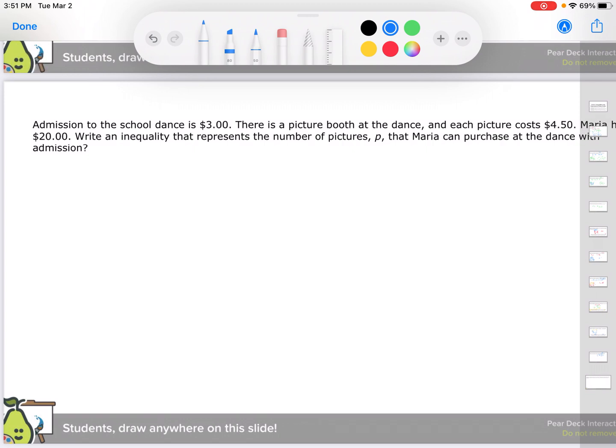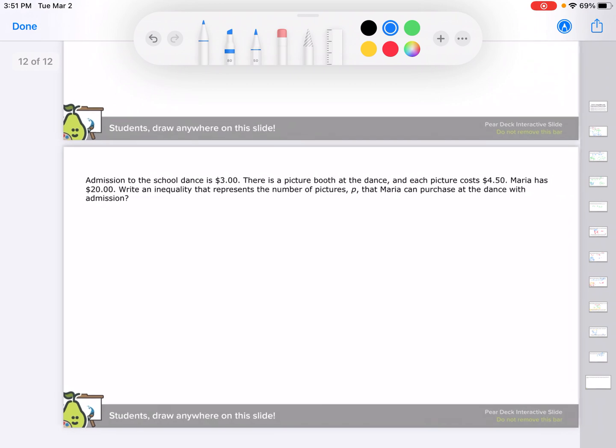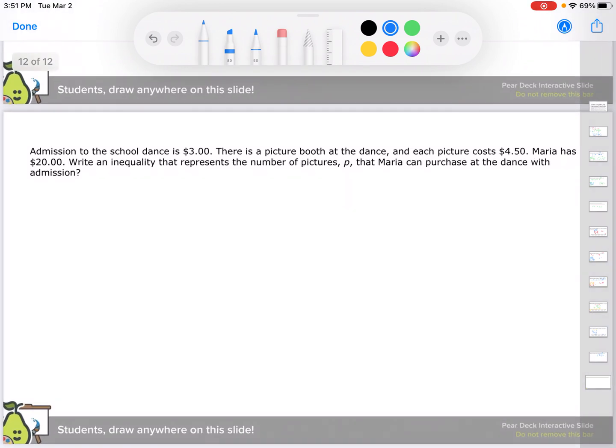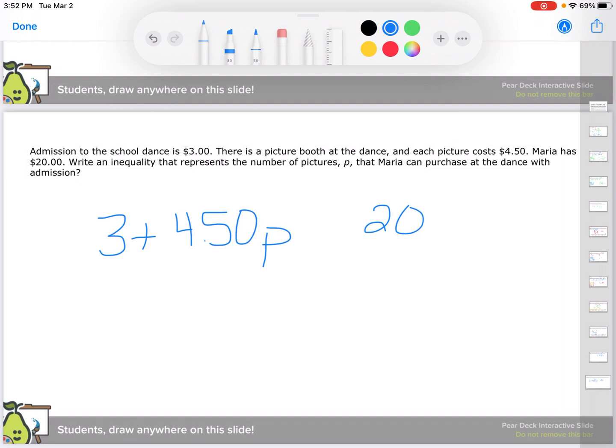Admission to a school dance is $3, and there's a picture booth at the dance, and each picture costs $4.50. Maria has $20. Write an inequality that represents the number of pictures that Maria can purchase at the dance with admission. So the $3 just to get into the dance plus $4.50 for each picture, and she has $20. She can't spend more than $20, so that means that this has to be less than or equal to 20. So she could spend up to $20, but not less than.